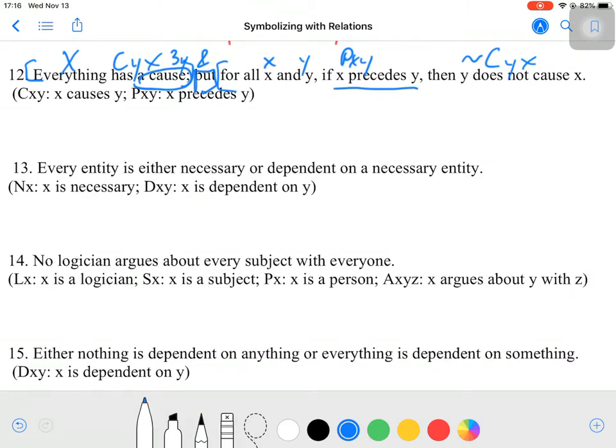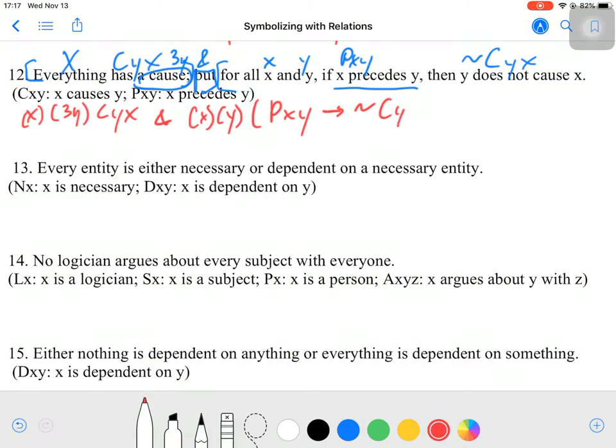Now what we need to do is go through and put them all together. So let's start with everything has a cause. For all of x, there exists some y such that y causes x. And for all of x and all of y, if it is the case that x precedes y, then it is not the case that y causes x.